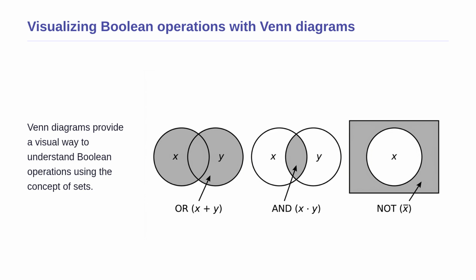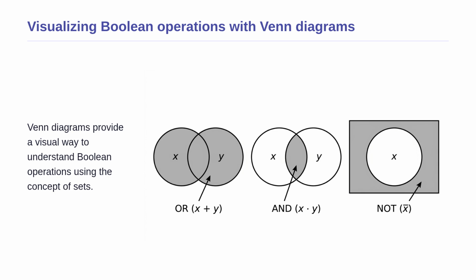To make these abstract concepts more concrete, let us visualize them using Venn diagrams. These diagrams provide a visual way to understand how Boolean operations work using the concept of sets. In the first diagram on the left, the OR operation covers everything in both circles, showing that the result is true if either condition is met.